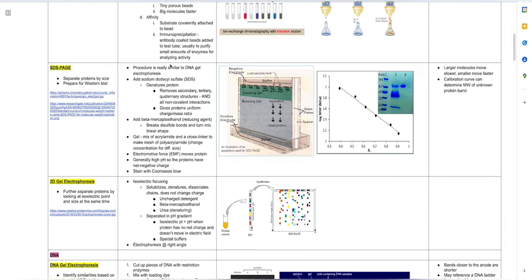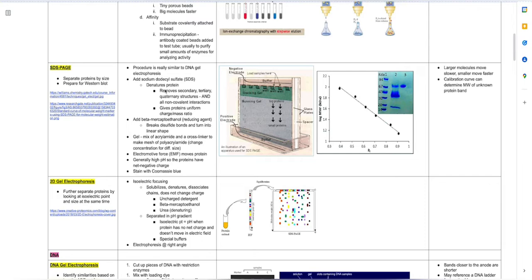But in SDS-PAGE, you have to add SDS and a reducing agent. What SDS does here is it denatures your protein, takes out any non-covalent interactions, and removes the secondary, tertiary, and quaternary structures. Another big thing it does is give your proteins an overall uniform negative charge, so later they'll be attracted to something positive.